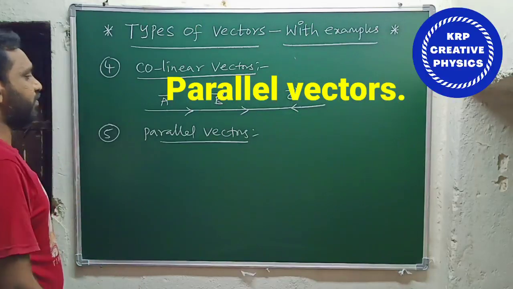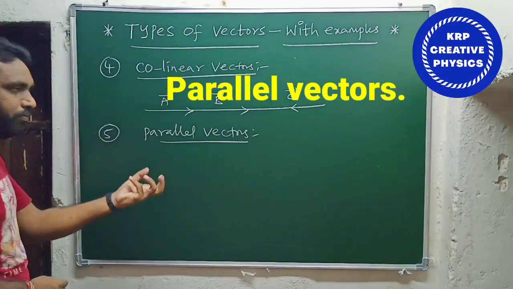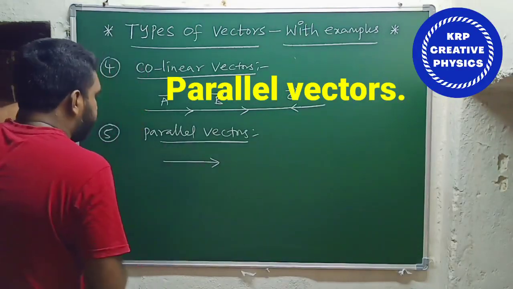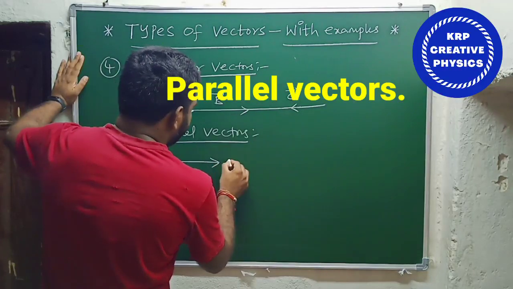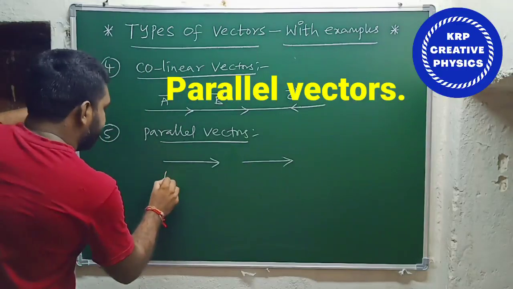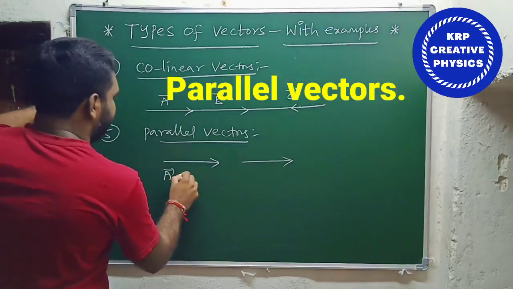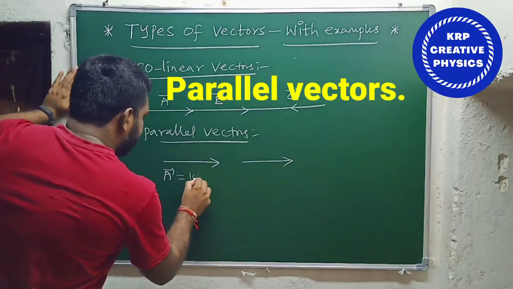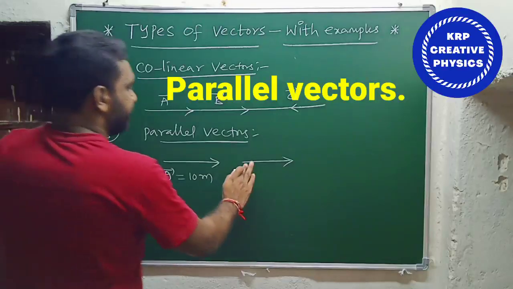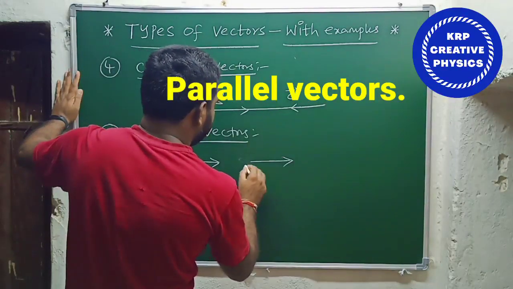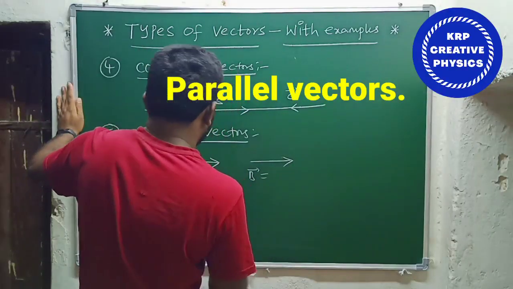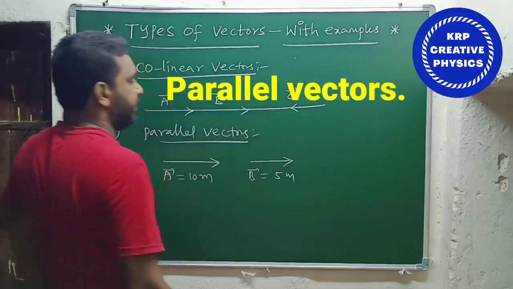So what is meant by parallel vector? Now we will consider one example. After the example you will come to understand everything. Here we are considering two vectors. This one is vector A. It is a displacement vector, we are assuming that. Its magnitude is 10 meters. And this is vector B, and its magnitude is 5 meters. It is also a displacement vector.